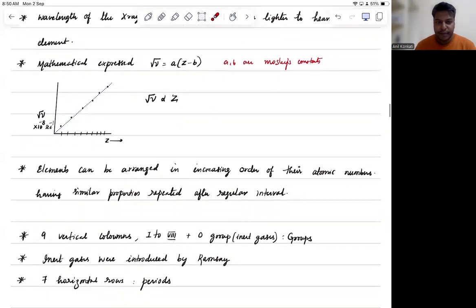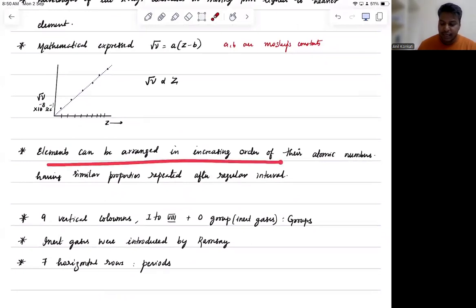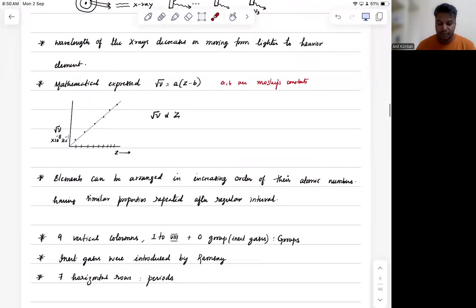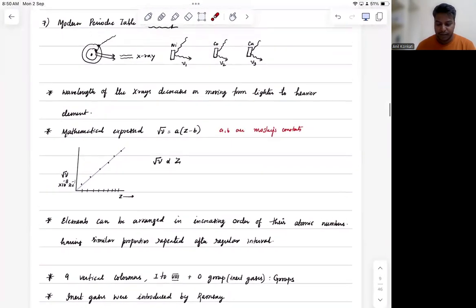From there, he said that all the elements arranged in increasing order of their atomic numbers have similar repetitive properties after regular intervals. He noticed 9 vertical columns, groups 1 to 8 and the 0 group. Inert gases were introduced by Ramsay later on, and there were 7 horizontal rows, which we call periods. This is the basic hypothesis of Moseley's periodic table.